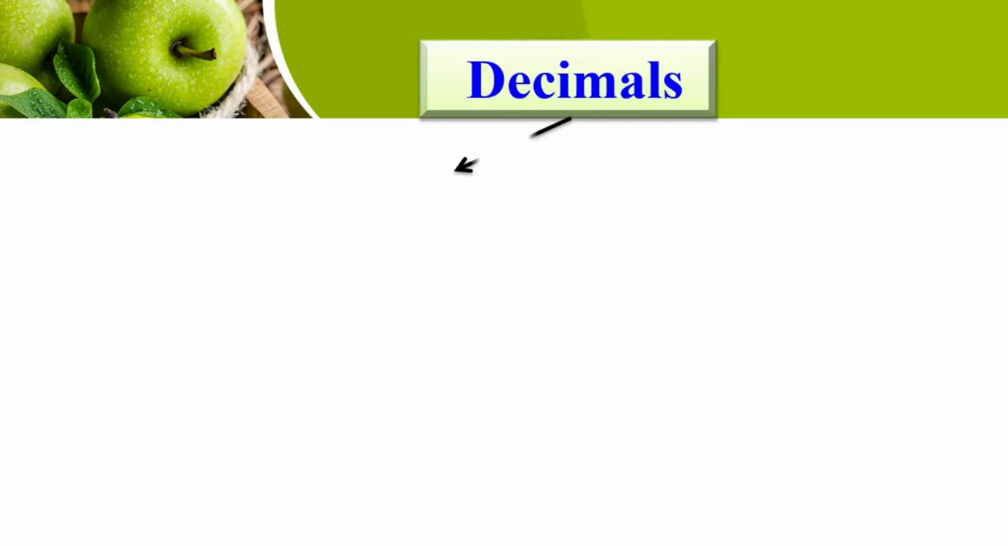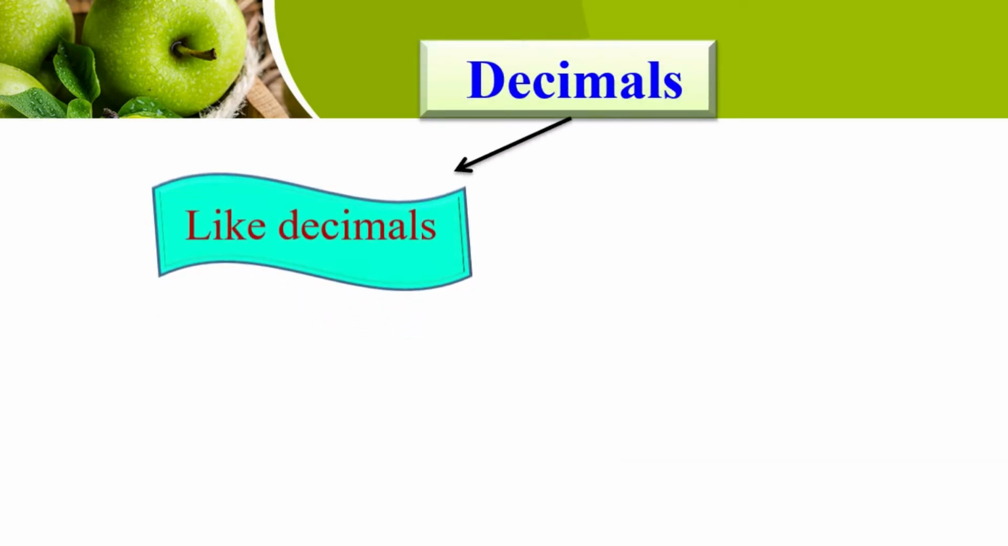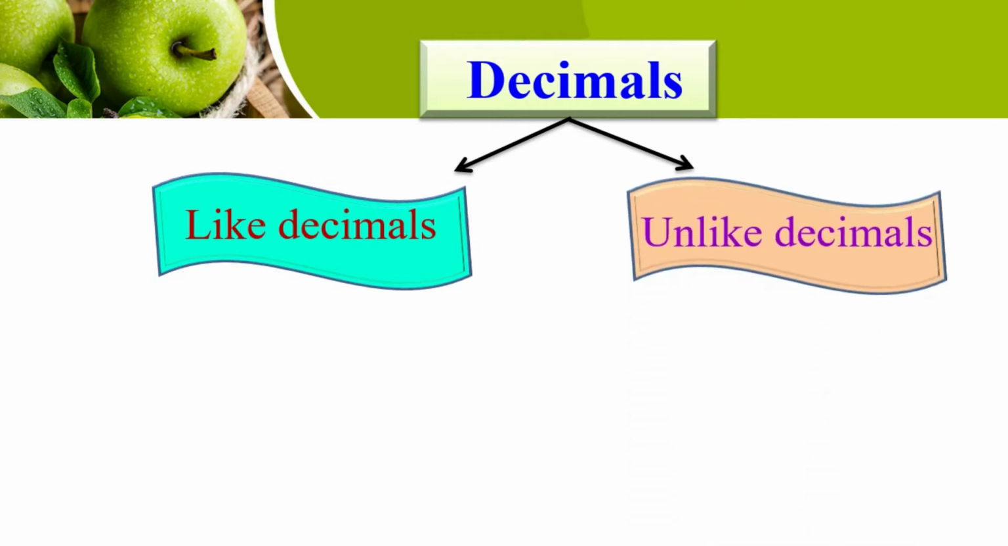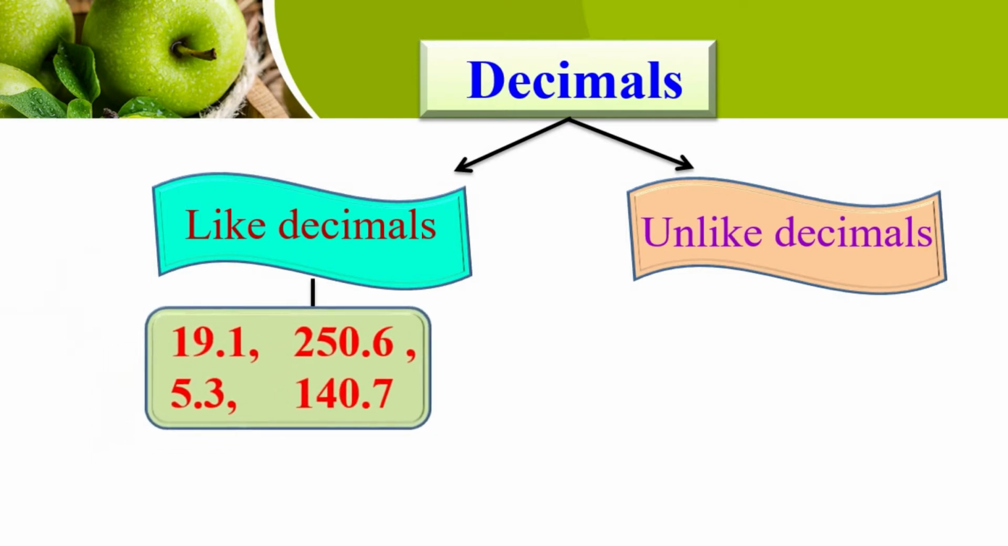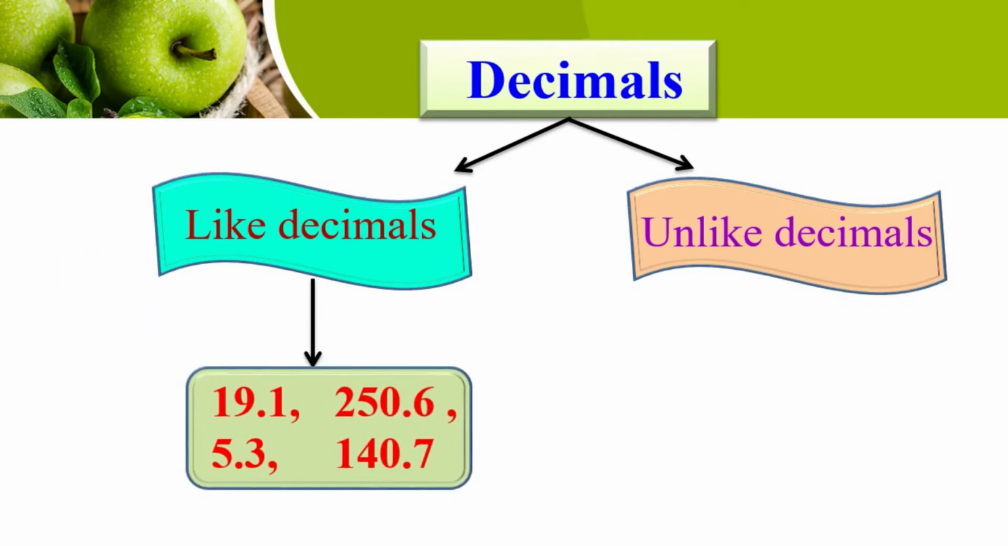Let's learn about decimals. Decimals can be like decimals or unlike decimals. What are like decimals? Decimals having the same number of decimal places are called like decimals. Let's see examples: 19.1, 250.6, 5.3, 140.7. These are like decimals.